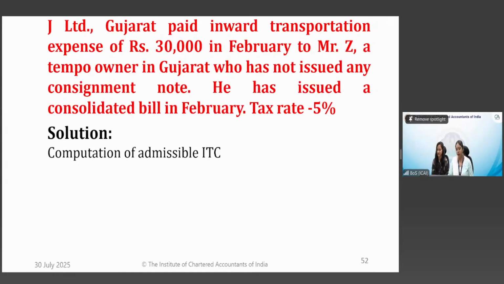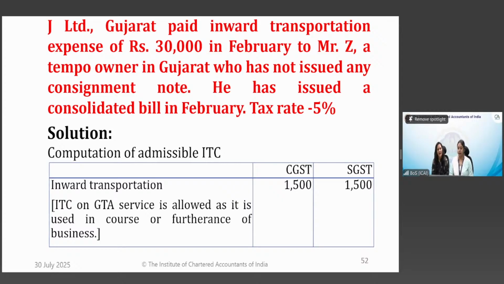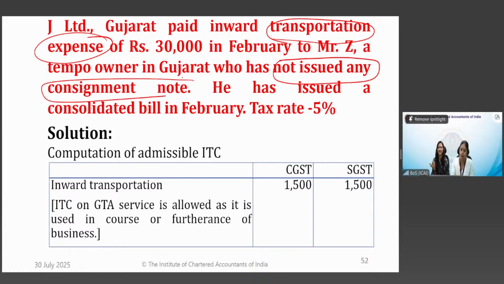Let us see the wrong treatment first of all. What happens is, as soon as we read the words tempo owner, transportation of goods, transportation expense, it triggers us to feel that GTA has come into the picture as soon as we hear the word transportation. So this means it is GTA. If GTA is there, we feel that it is exempt under GST, because generally we feel that.